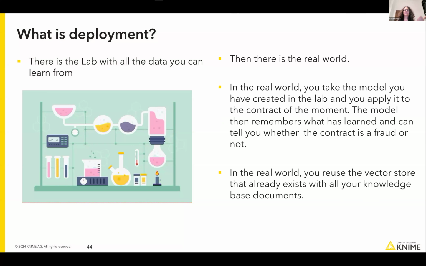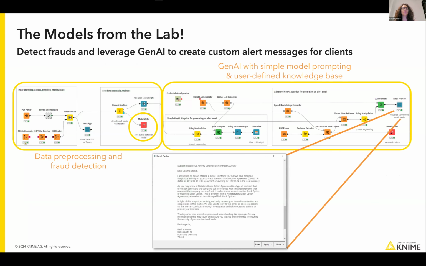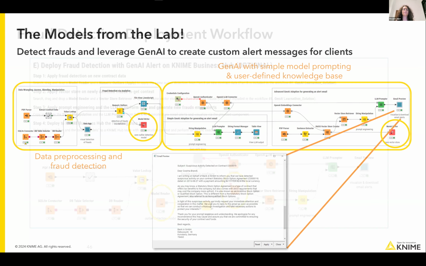So you save the models, in this case there are two, and then you reuse them for the everyday analysis, tomorrow, the day after tomorrow, until they become too obsolete. Here, if you notice, there is a model writer for the numeric outliers, and there is another model writer that saves my vector store. So let's keep that in mind.